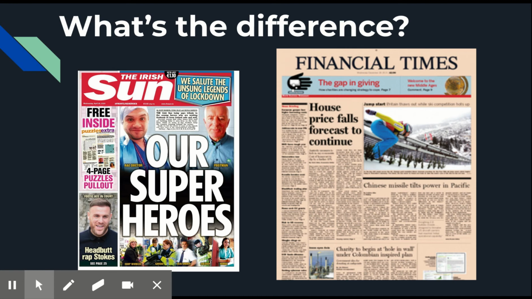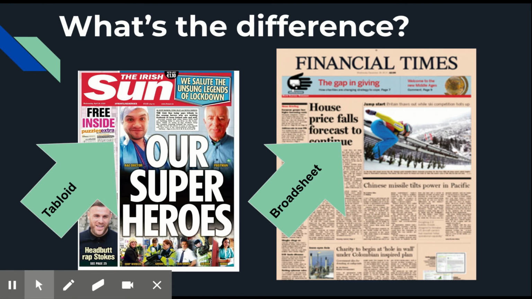So we took a look at the differences in the ones in the last slide. Maybe think about how those compare to this one. So what are the differences? And maybe think about which one do you think is the tabloid? Which one do you think is the broadsheet? Oh, if you said that the tabloid was the one on the left, you are correct. The broadsheet is the one on the right.